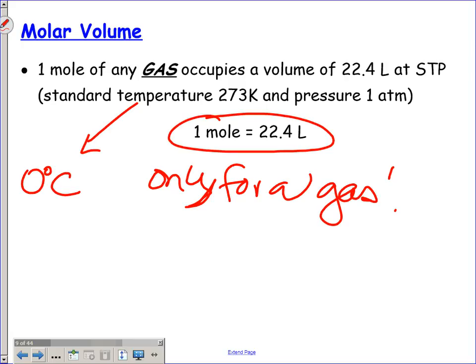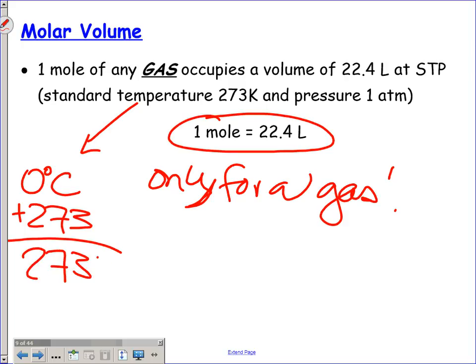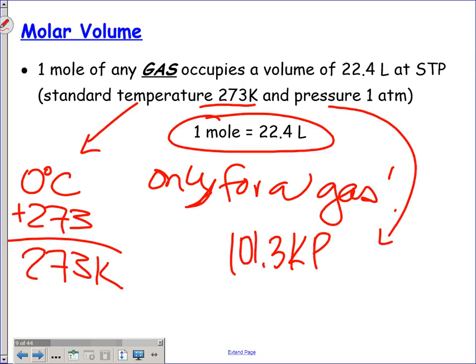Add 273, right? So add 273, and what do you get for Kelvin? 273 Kelvin, and that's what I have right here. Okay? And then you also wrote down something else for your pressure on reading guide 10. What was your pressure for reading guide 10? Lindsay. 101.3 kilopascals, 101.3 kPa, kilopascals. So guess what that's equivalent to?